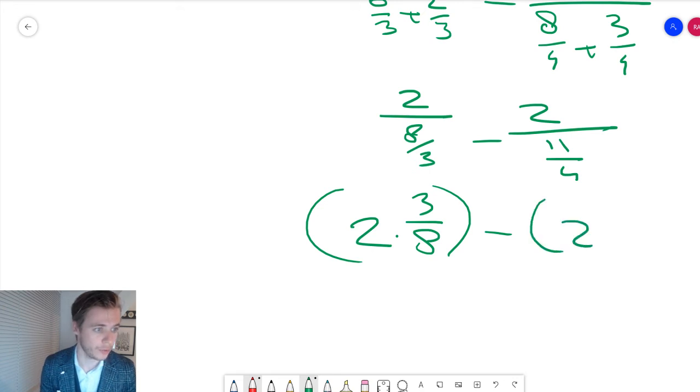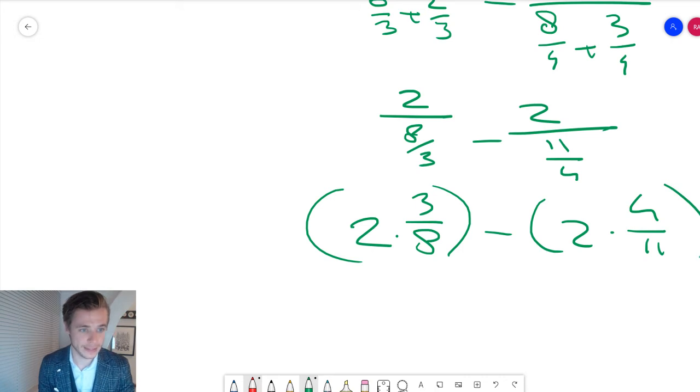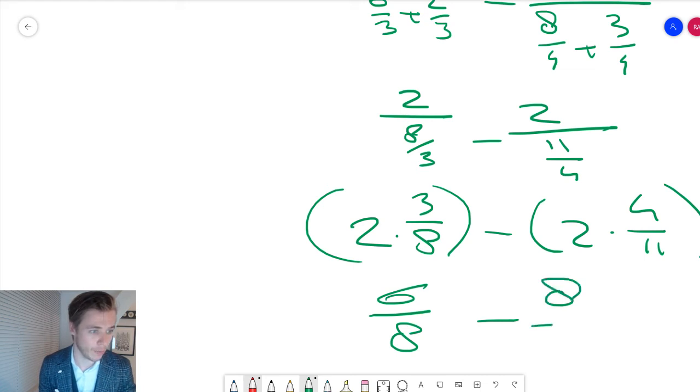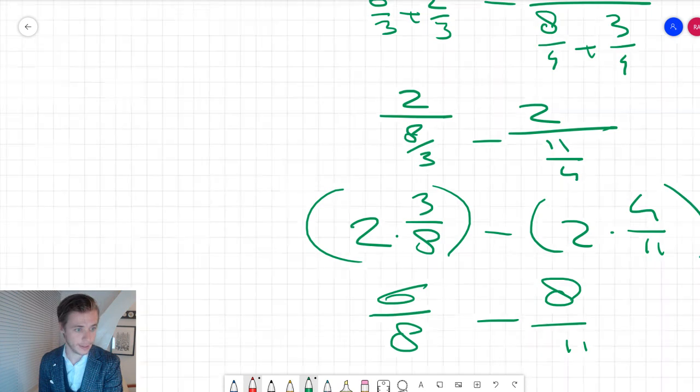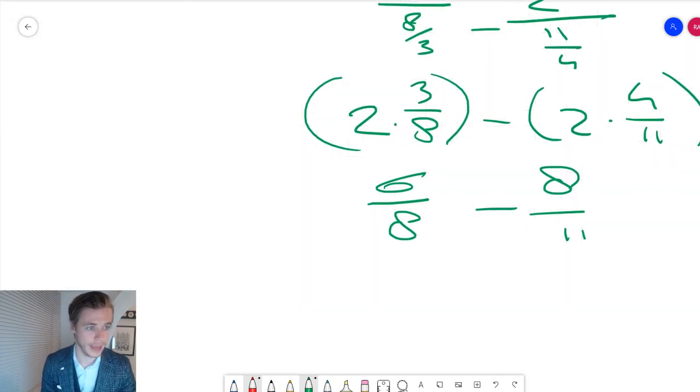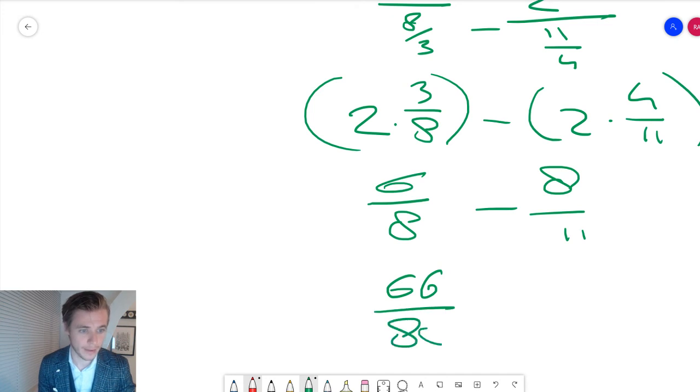So 2 times 4 over 11, and that is 6 over 8 minus 8 over 11. Okay, we don't have the answer yet, so we're going to make them both 88. So 66 over 88 minus 88, both times 8. Here's both times 11.